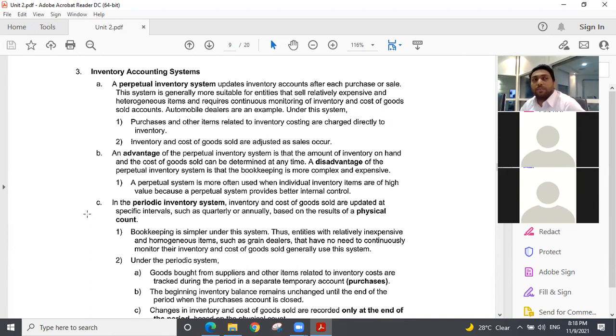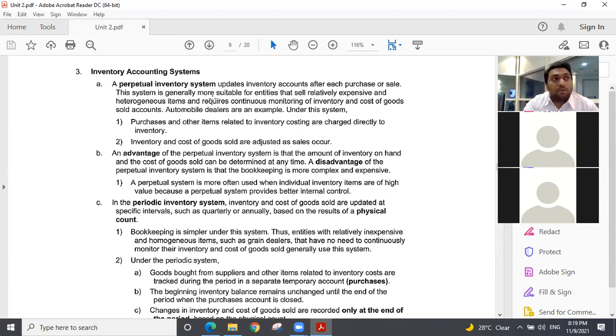In the perpetual inventory system, whenever there is a purchase and whenever there is a sale, the entry for cost of goods will be passed at the same time. Clear? So if you are following the perpetual inventory system, at any point of time you can get the exact value of your closing stock, and you can get the exact gross profit of the company, cost of goods sold, and all those things. Then a perpetual inventory system updates inventory accounts after each purchase or sale.